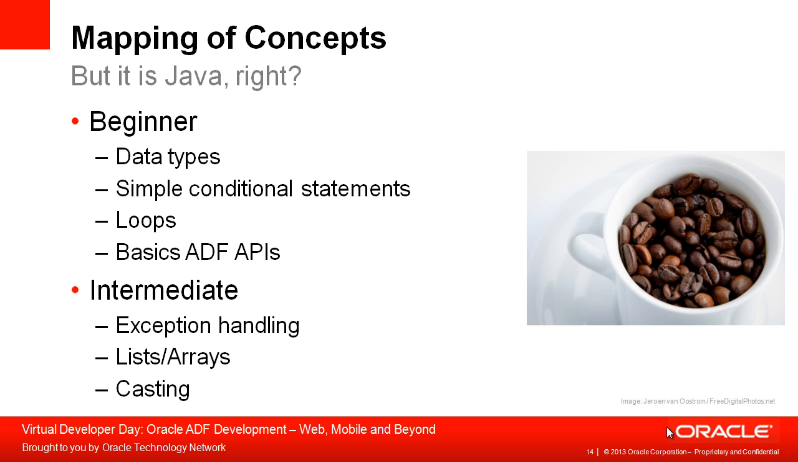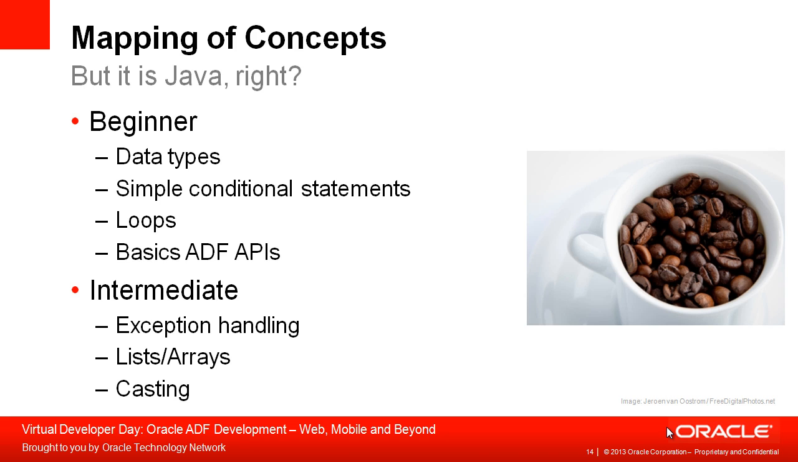would be things like data types. You understand what a string is, what your numeric types are, what are the different data types you'll require. How do you write a conditional statement? What's the if-then-else style of statement? What's a loop? Is it a while loop? Is it a for loop? What constructs are there for looping around information? And you'll possibly want to have some basic knowledge of some of the APIs that ADF presents.